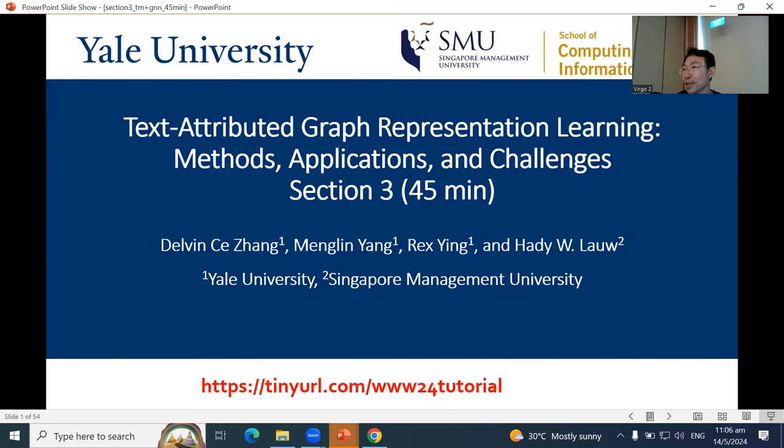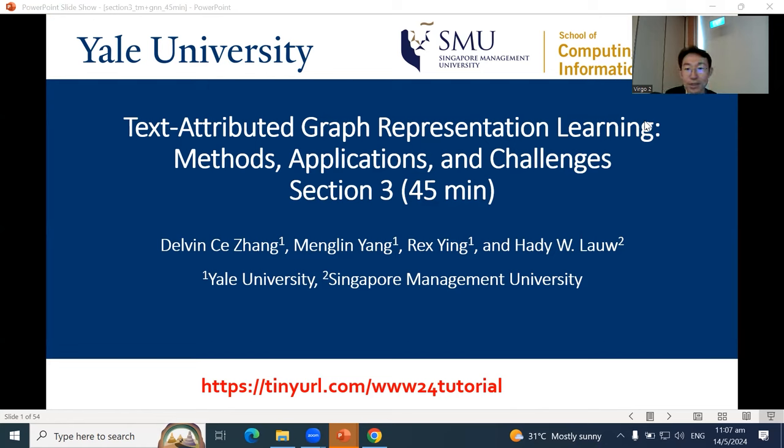pre-trained language models as well as topic models. And then Delvin took us through how we could combine the pre-trained language models as well as graph neural networks to work together in a seamless manner to derive representations for the graph. So in this second part, we're going to do two other sections.